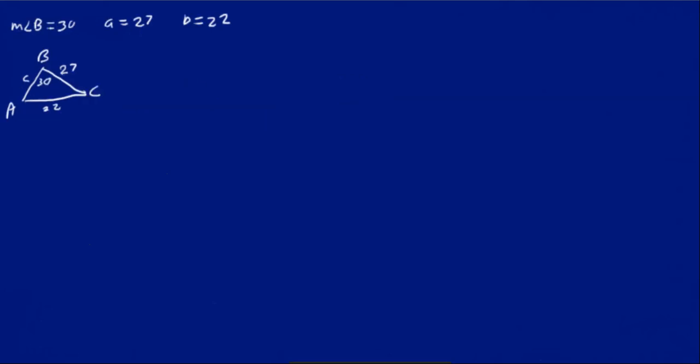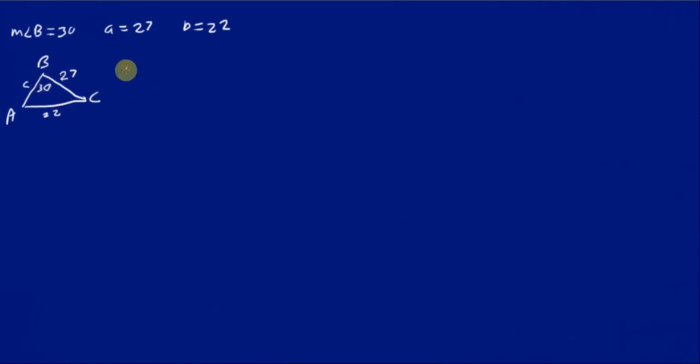Okay, second example. I've got the measure of angle B is 30, A is 27, B is 22, so I went ahead and drew a triangle that has that. I notice I'm given a non-included angle and two sides, so that is my angle-side-side case, and that means I must check it. So what must I check? I must check the length of the side that is opposite the angle to the length of the side not opposite the angle times the sine of the angle.